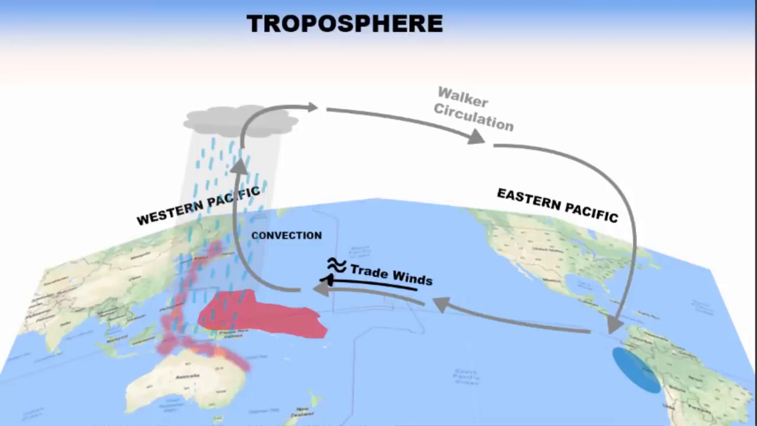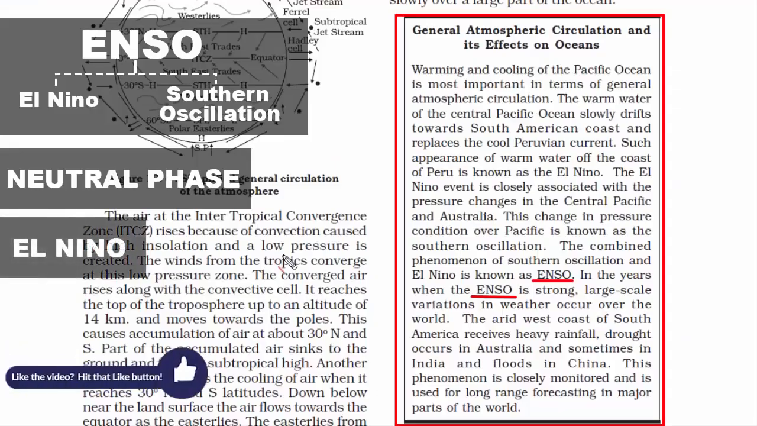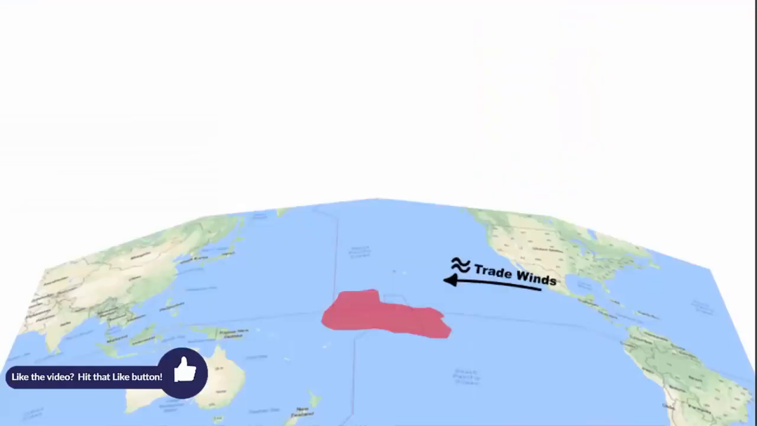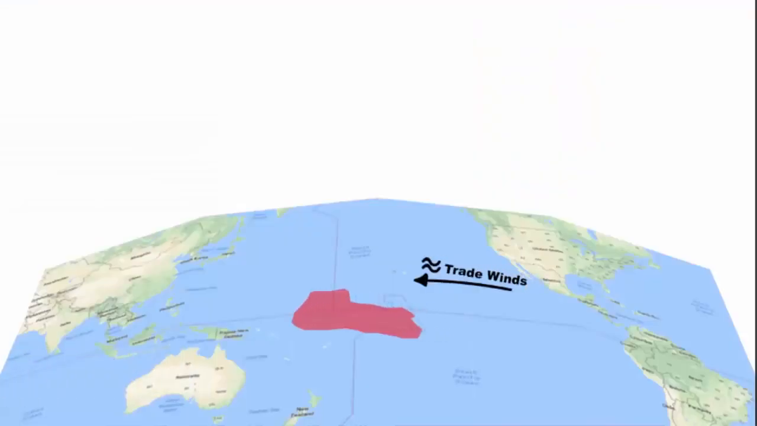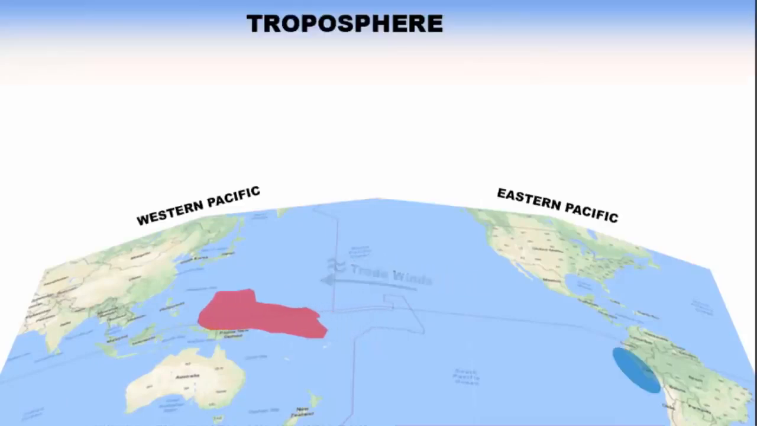I hope you understood this cycle. It's plain and simple. Now comes the second phase. It's called El Nino. So in the neutral phase, we saw that the trade winds played an important role in pushing the warm ocean current towards the Western Pacific. Now in this phase, the trade winds are weak. Yes, there are a few months in a year when the trade winds are weak. When the trade winds are weak, the warm ocean current does not get any kind of push.